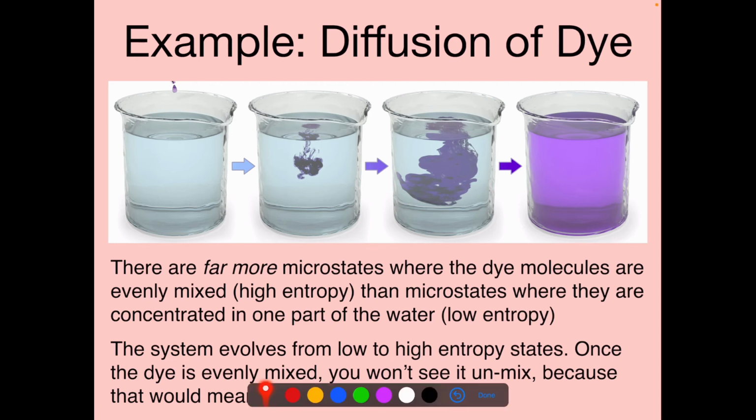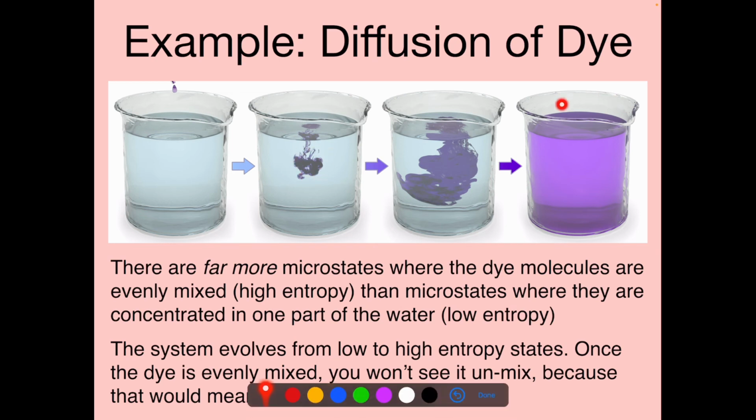So here we have the diffusion of dye in water. If we take a couple drops of dye and put it into a container of water, we know what happens. Over time, the dye spreads out. It diffuses into the water, and after a really long time passes, you'll see it completely evenly mixed in with the water. This is the final state, and it never unmixes and goes back to this original state. So we can understand why that happens in terms of the second law of thermodynamics. There are just way more microstates where the dye molecules are evenly mixed like this, compared to microstates where they're all concentrated in one place like this.